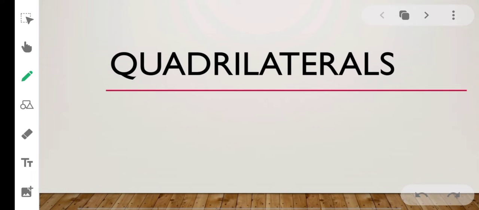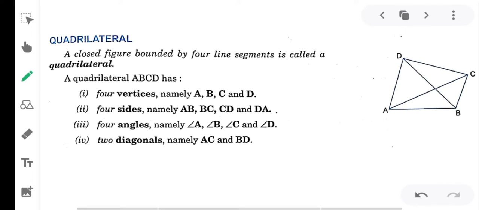Good morning, students. Today's topic is quadrilaterals. This is your chapter number 17. And about chapter number 16, linear integration, that chapter will not come in your examination. So we'll now study chapter number 17. So let's begin. So what is quadrilaterals?